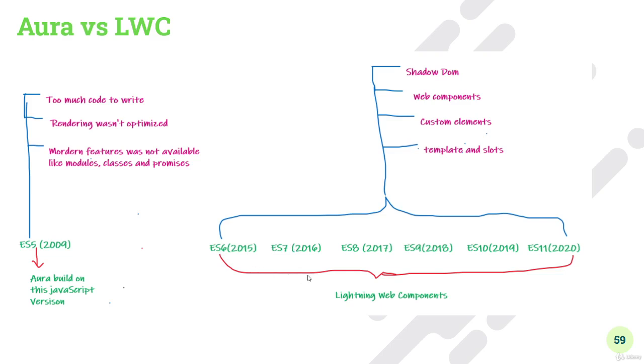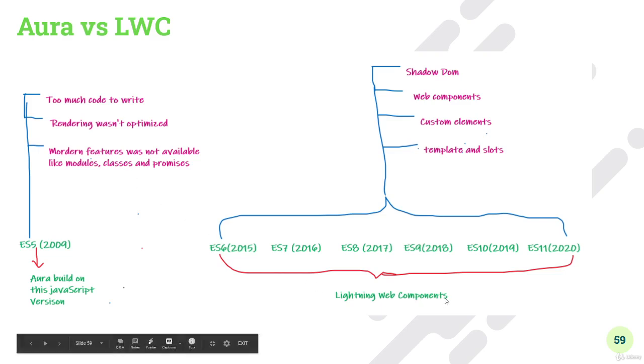Based on those concepts, we built Lightning Web Components, and Lightning Web Components support all the latest versions of JavaScript released from 2015 going forward. It's updating regularly. It has the Shadow DOM power, web components, custom elements, templates and slots. So if in an interview somebody asks you, you just say Aura is the older framework that was built on the ES5 version. It does not have the modern features like modules, classes and promises. Rendering was slow, and you have to write too much code to achieve a functionality.